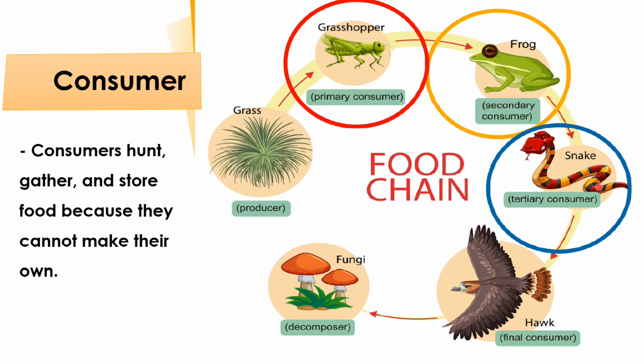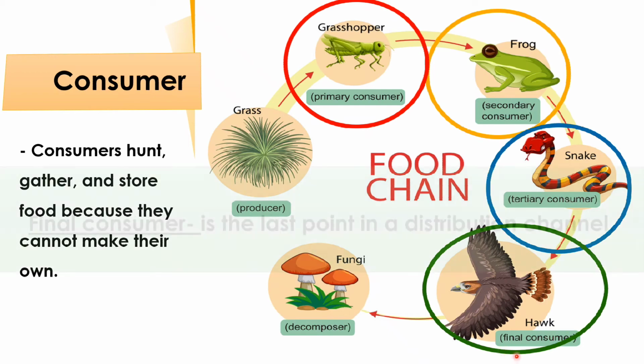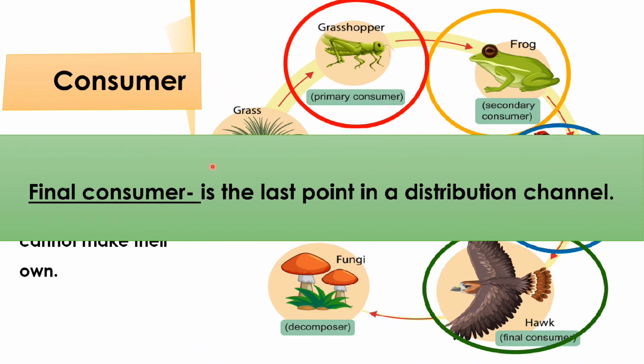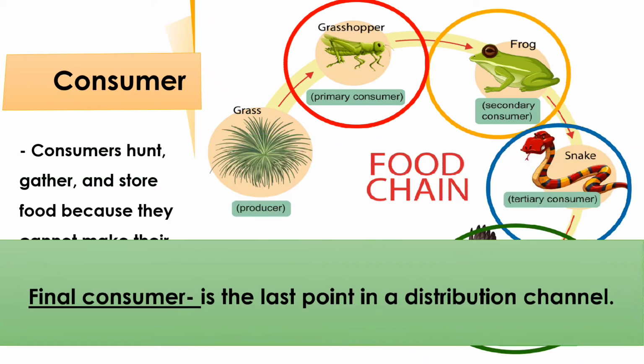Okay, and we have what we call the final consumer, the last one. We have the primary consumer, secondary, tertiary, and we have the final consumer. The final consumer is the last point in the chain. Okay, that is the consumer.